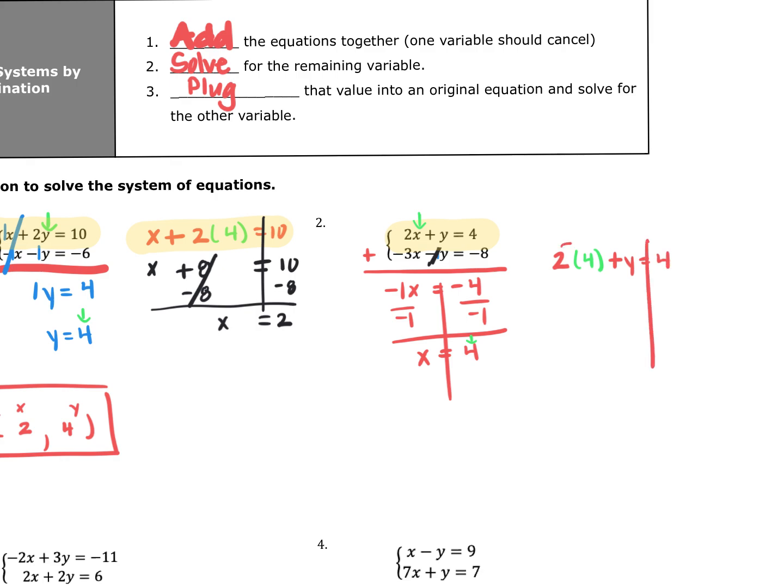Okay, the first thing I'm going to do is distribute that 2 to that 4. That's going to give me an 8. So 8 plus y equals 4. And if I want to get that y by itself, I got to get rid of that 8. Right now it's a +8, so I'm going to subtract it. So those 8s are gone. Now I'm left with y equals 4 minus 8, which is going to give me a -4. And now I'm going to put them in as a pair. So this is my x and this is my y. So my x was a 4 and my y was a -4.